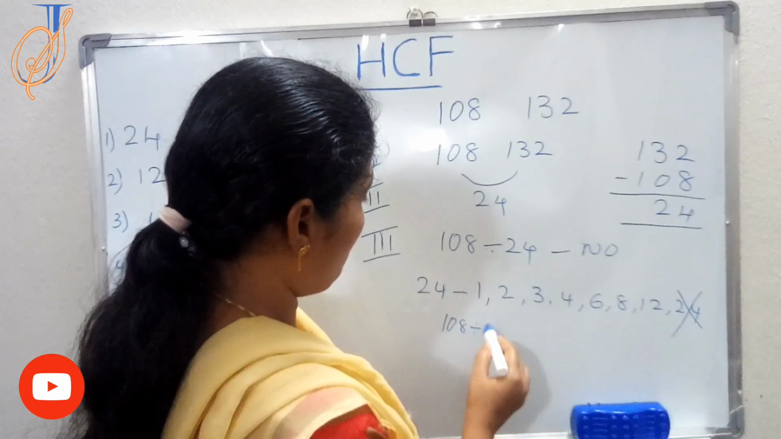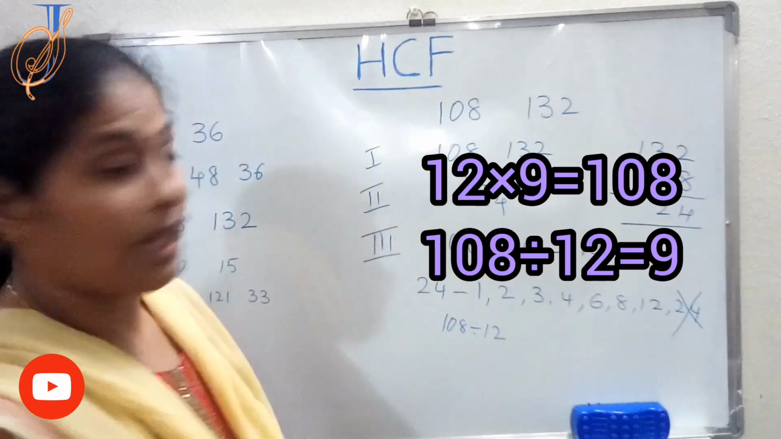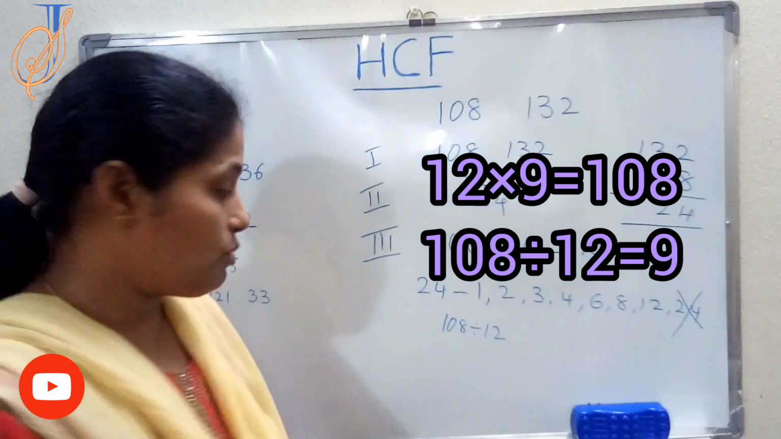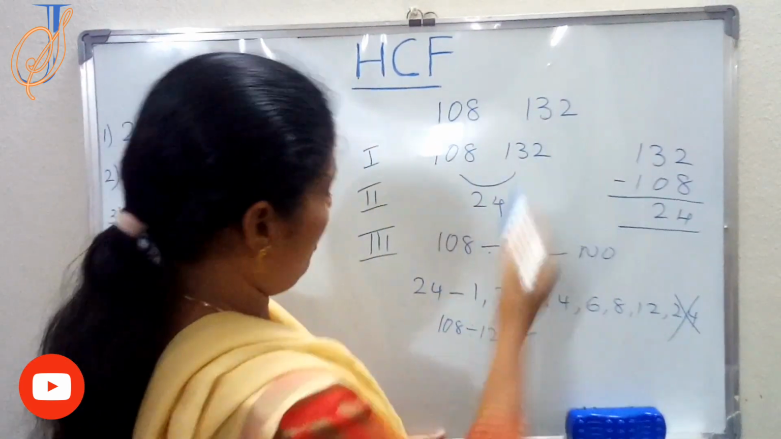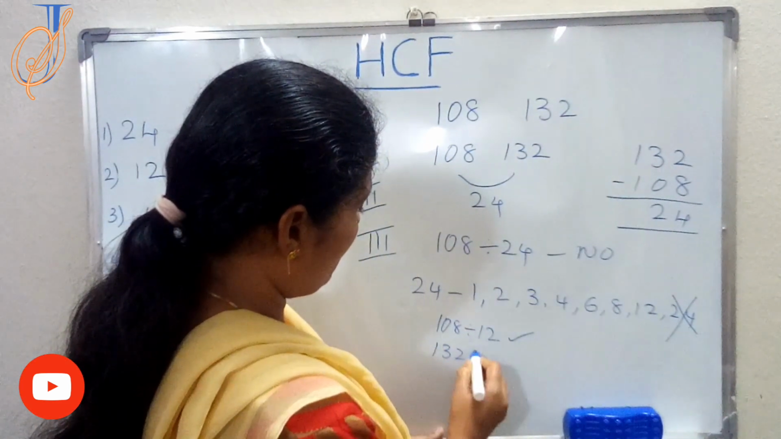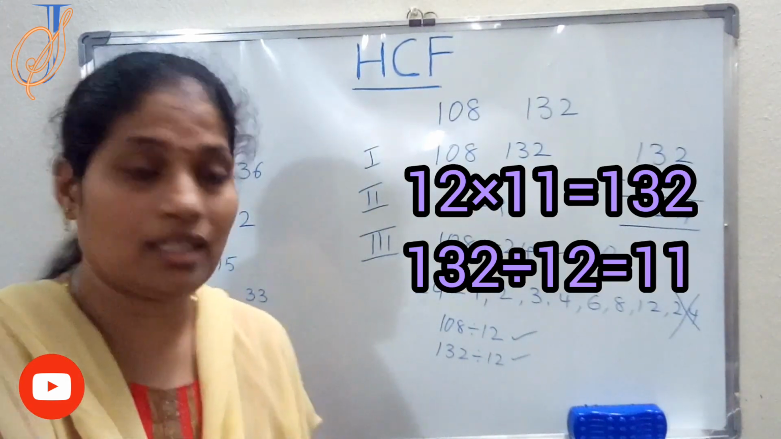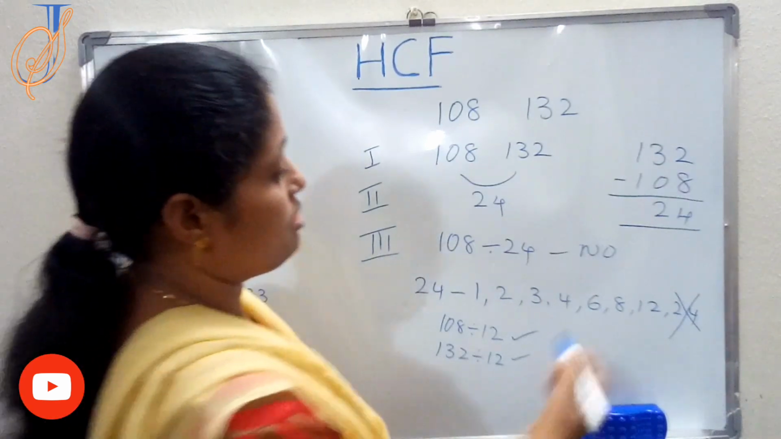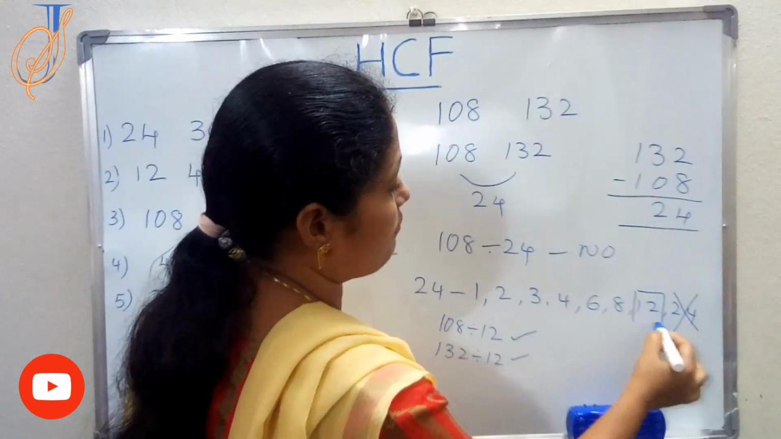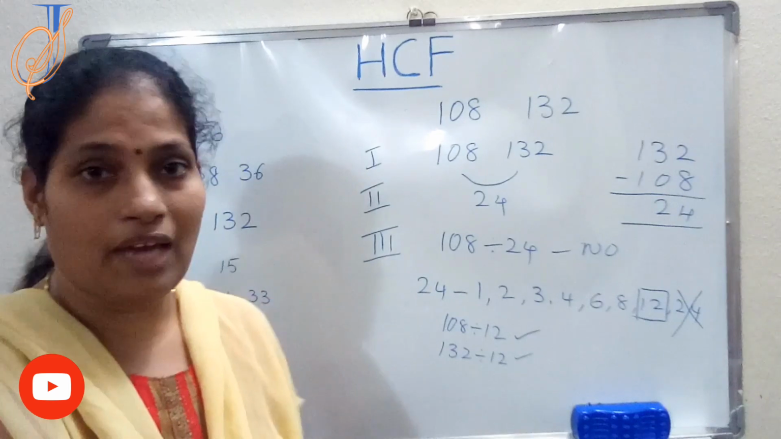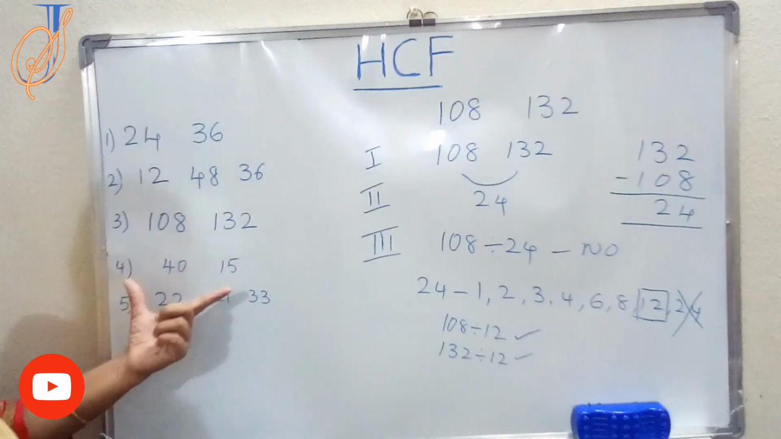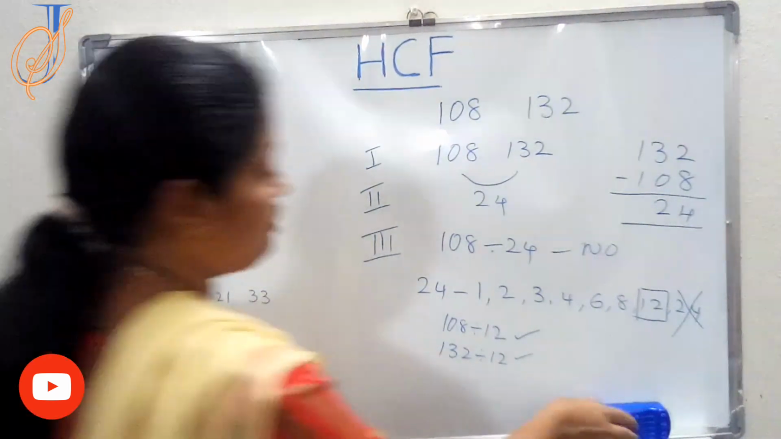108 is divisible by 12. Yes, 12 times 9 is 108. Is 132 divisible by 12? Yes, 12 times 11 is 132. So the answer is 12. This is your HCF. I will show one more problem. That is 40 and 50.